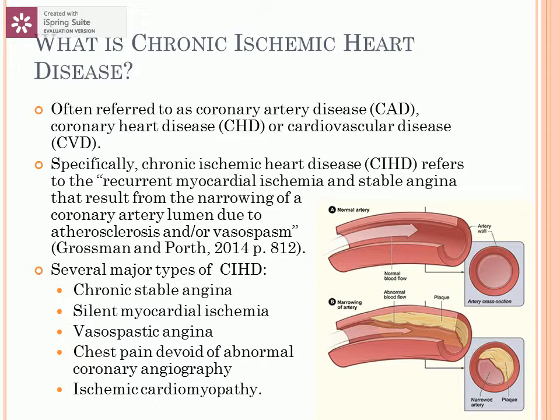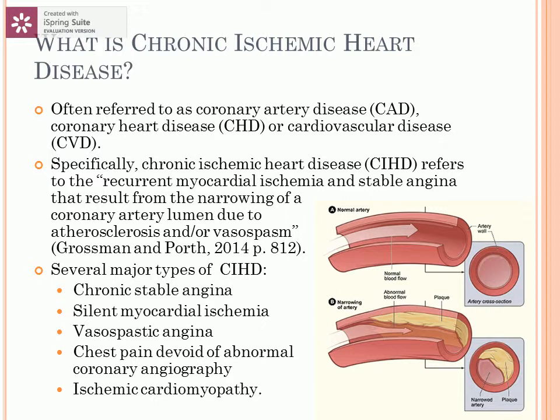When that gets compromised with plaque, as we can see down the bottom, atherosclerotic plaque, or when the blood vessels actually constrict, they can both cause reduced blood flow. There's several major types of chronic ischemic heart disease. We have chronic stable angina, which is chest pain or discomfort that most often occurs with activity or emotional stress. Angina is due to poor blood flow through the blood vessels in the heart. We also have silent myocardial ischemia, so that is reduced blood flow and in turn reduced oxygen without angina or chest pain.